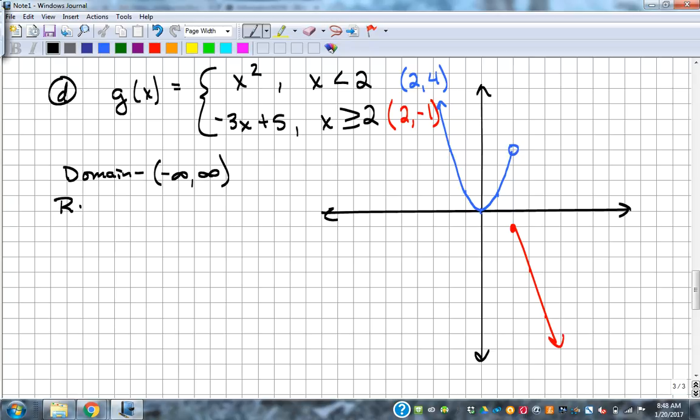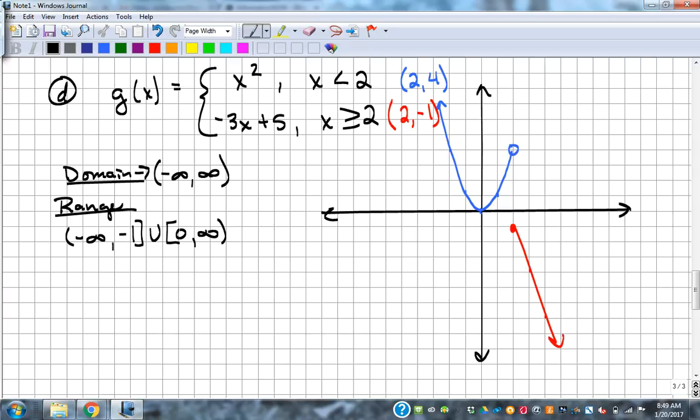So for our range, we'd go from -infinity up to -1, include it. And then where's the next place we pick up? 0. Include it and go to positive infinity. Okay?